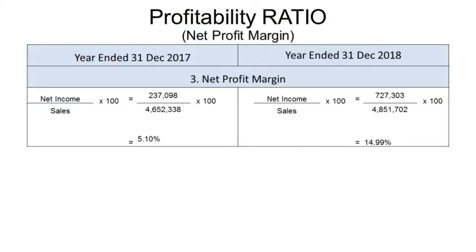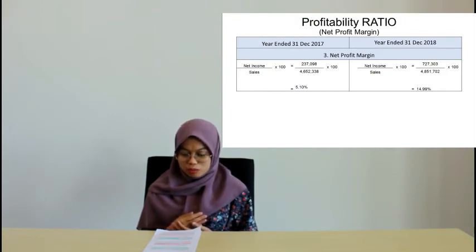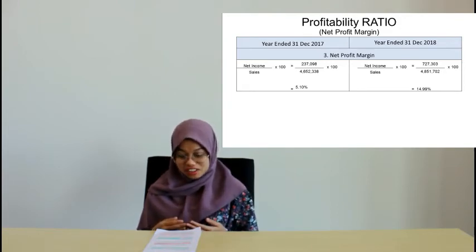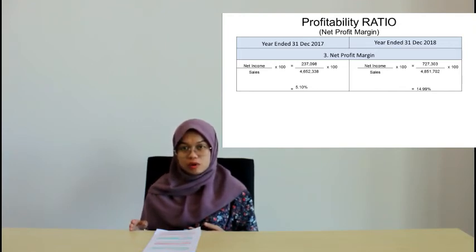In this case of MAHB, during the year of 2018 it shows 14.99%, substantially increased from the year 2017, which is 5.096%. Thus, a high net profit margin indicates that a business is pricing its products correctly and is exercising good cost control. From the comparison, we can conclude that MAHB's business is doing well since the revenue is high.